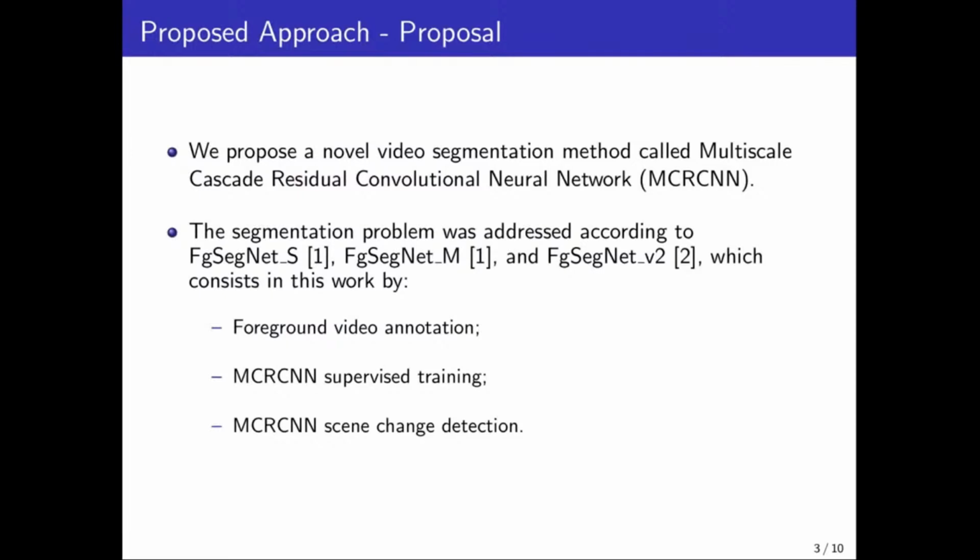Here, we propose a novel video segmentation method called Multiscale Cascade Residual Convolutional Neural Network, MCR-CNN. It follows the same methodology used by state-of-the-art techniques such as FG-SegNet_S, FG-SegNet_M, and FG-SegNet_V2, which consists basically of video images annotation, supervised training, and usage of the trained network for change detection.